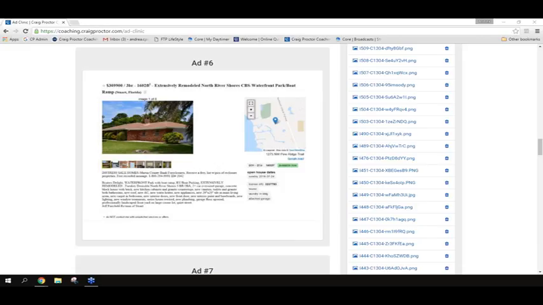So if it just said, extensively remodeled North River Shores, CBS, waterfront, park, boat ramp, and didn't talk about the price and the bedrooms, then at least prospects wouldn't eliminate it based on the price and the bedrooms and the square footage. They would at least have to click on the ad, and in the ad you can make a universal offer and ask them to call into your hotline.